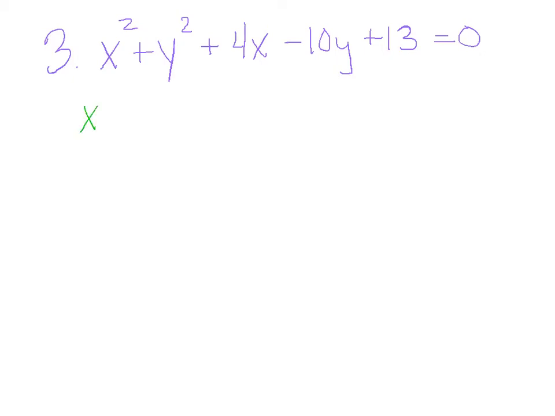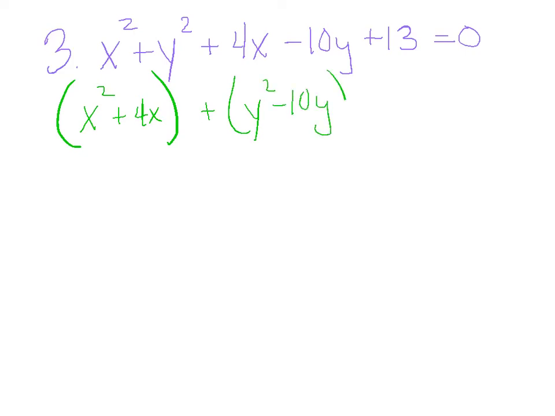same time. So I'm going to rewrite it as x squared plus 4x plus y squared minus 10y. And I'm going to move that 13 over by saying minus 13. And just like we've been doing, we want to complete the square for both the x's and the y's. So try it on your own. Pause me, try it on your own, and see if you get the same thing.